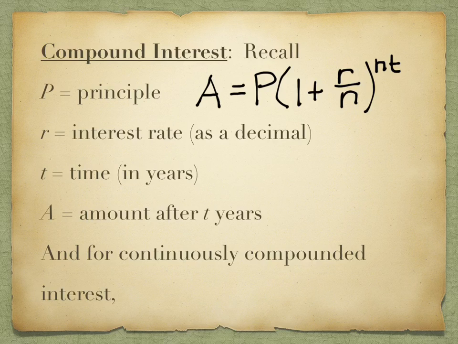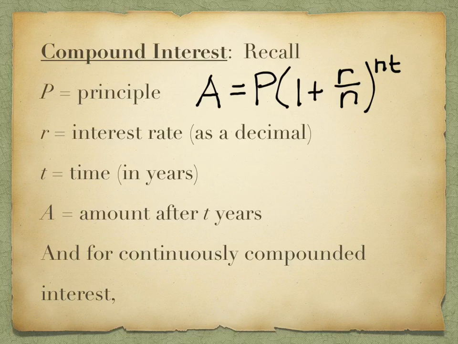But P is a principal. It's the amount of money you put into an account. So if you go to the bank and you put $5 in there, that's your principal, $5. R is your interest rate. You always have to turn interest rate into a decimal. So if you had a 30% interest rate, that would be the decimal 0.3. But if you had a 3% interest rate, that would be the decimal 0.03.